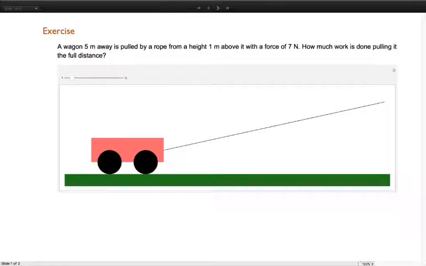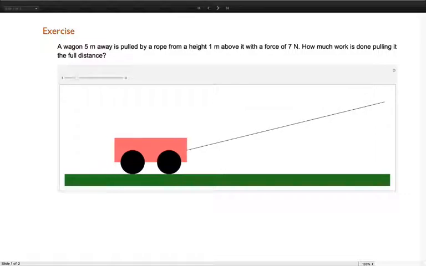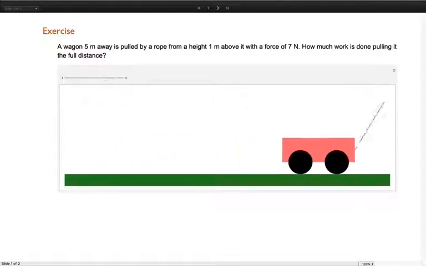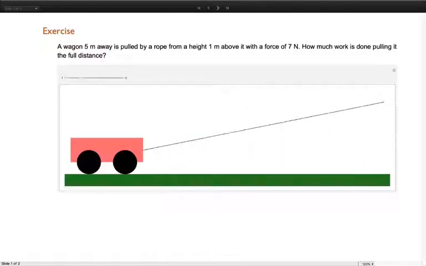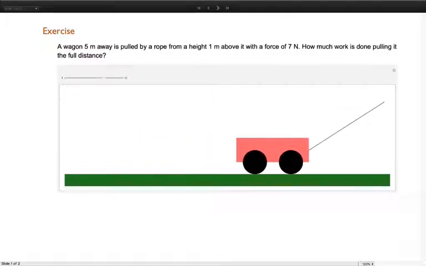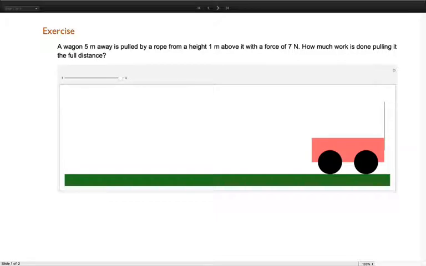So here's the exercise we're going to look at. It looks simple enough. We've got a wagon 5 meters away, and we're pulling it from a rope that's a meter above the connection point. And we're just going to yank on that rope with a constant force of 7 newtons until it gets all the way to us. So it starts back here, and we just yank it, constant 7 newtons, yanking at it, it gets here.